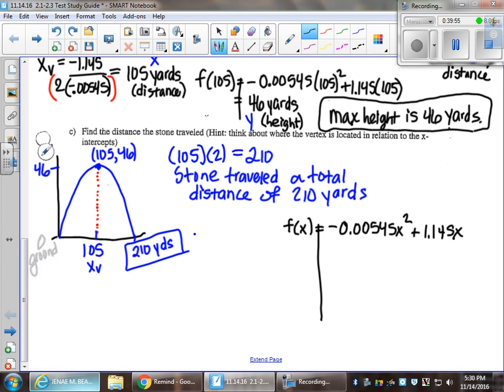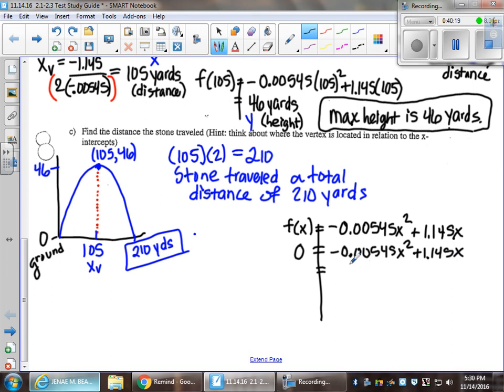That says ground, believe it or not. 0 is ground. To figure out algebraically, we would set this equal to 0, because we're saying, when does the stone hit the ground? So set it equal to 0, because 0 is ground. Negative 0.00545x squared plus 1.145x.